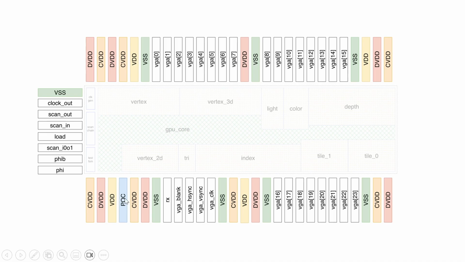At first, we just equally distributed the remaining pads to these 4 kinds of power pads. But then we started to worry about whether it's enough, since we have the 24-bit VGA color outputs and other synchronization signals. Thus, we increased the number of pad-related power pads CVDD and DVDD to make sure that we have enough driving strength for our output.